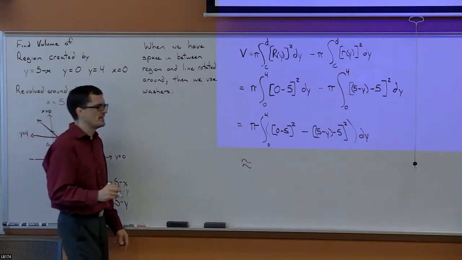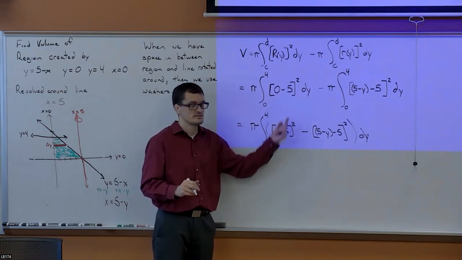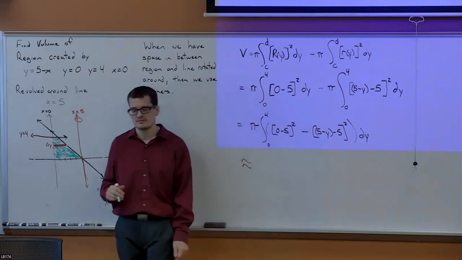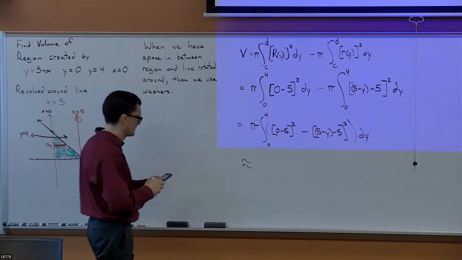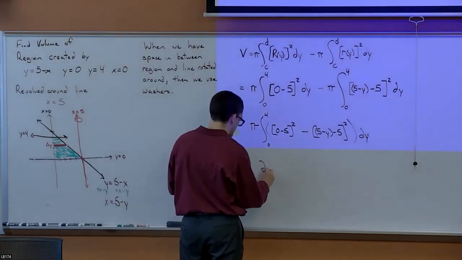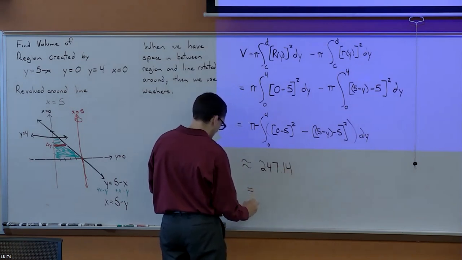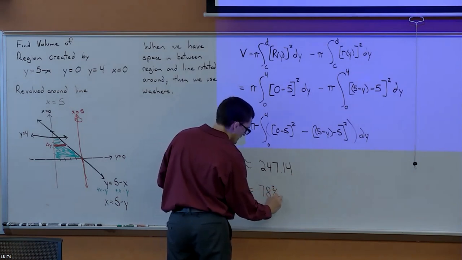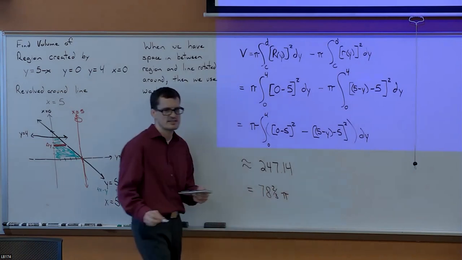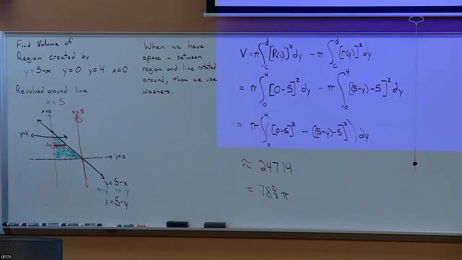There are lots of different ways to type it into your calculator, but one of these two ways. Type it into your calculator. I used the second version and I got approximately 247.14, which when I divided by pi, I got 78 2/3 pi as my exact answer. Anybody else get that? Same thing.